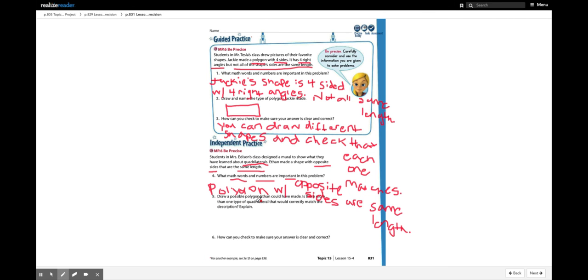Draw a possible polygon Ethan could have made. Oops, I missed a spot. I'm going to repeat that. Draw a possible polygon Ethan could have made. Is there more than one type of quadrilateral that would correctly match the description? Explain. I'm going to give you a minute to think about that, a couple seconds.